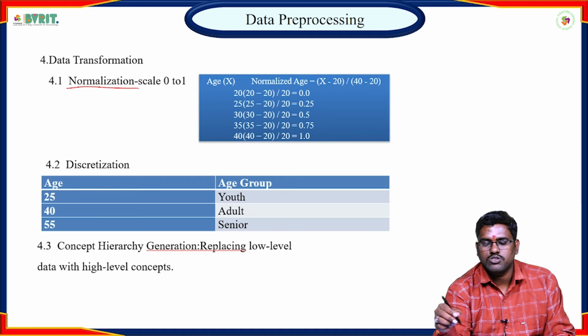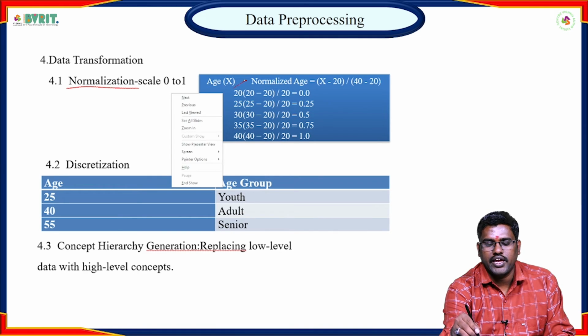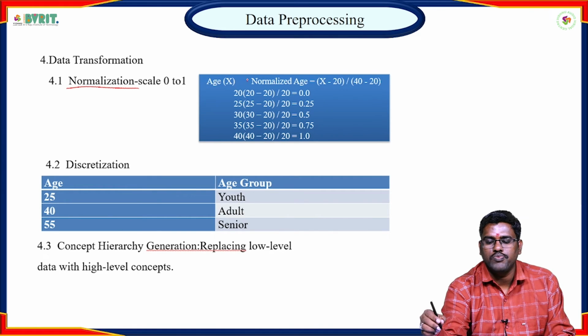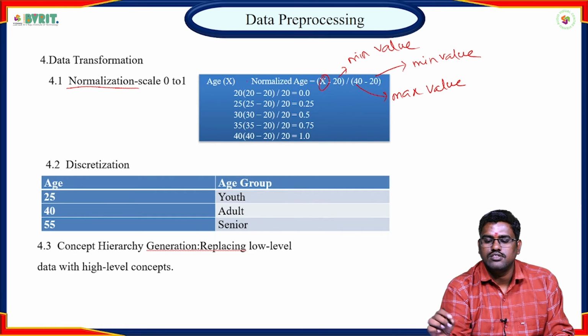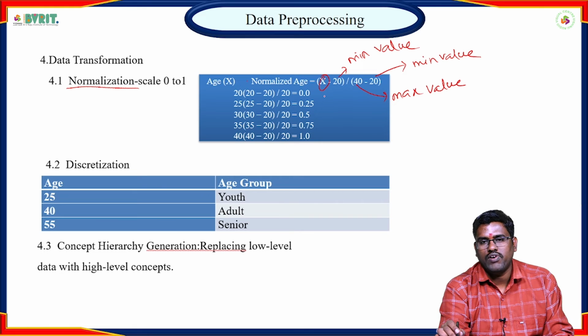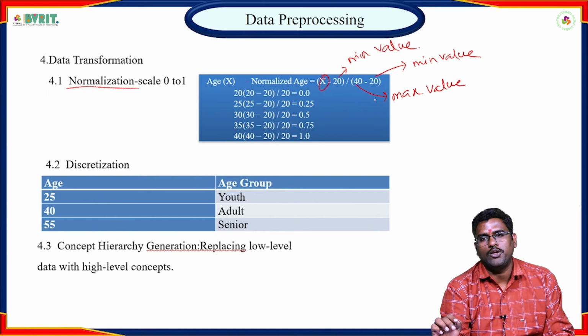The formula for this one is, whatever the attributes are, to be taken. This is the attribute value. So the formula is x minus 20, which is the minimum value here, and 40 means the maximum value. This 20 is also called the minimum value. So the formula is x, our attribute value, minus the minimum value, divided by the maximum value minus the minimum value.